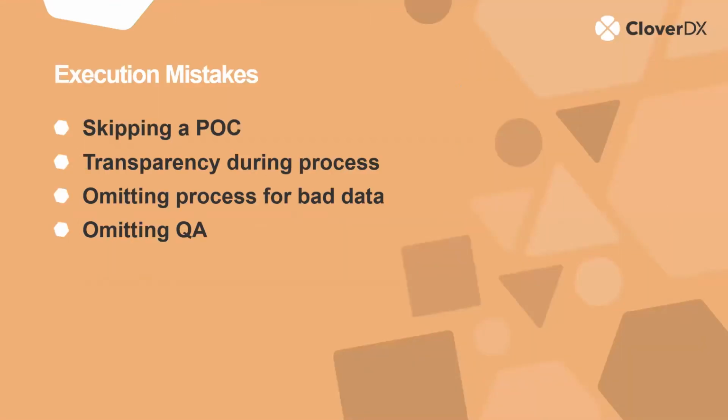So execution mistakes: skipping a POC or not, but make sure you take advantage of the things it can do and be wary of the things that it can also do, right? Stay transparent during the process. Let everybody know where you are at all times, no surprises. And then really, don't shortchange the processes for handling bad data, and certainly don't skimp on QA, particularly with getting the right kind of test data.